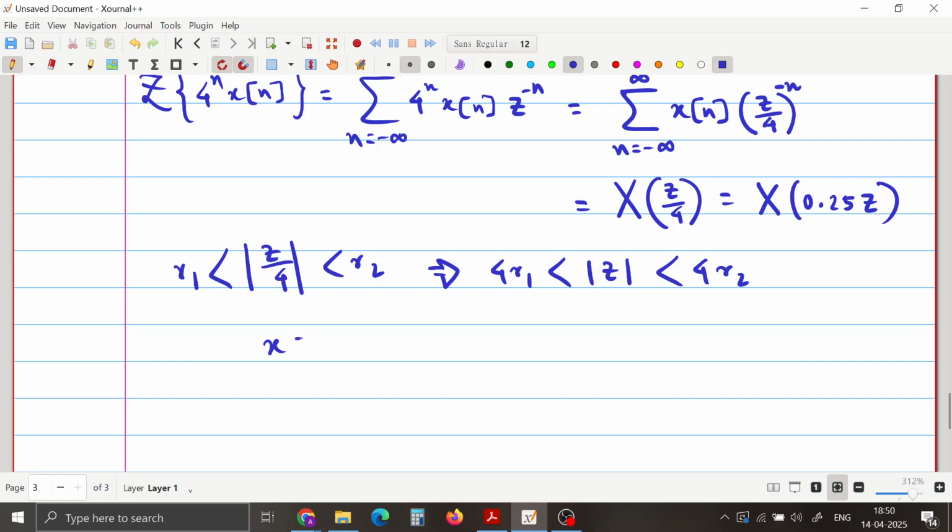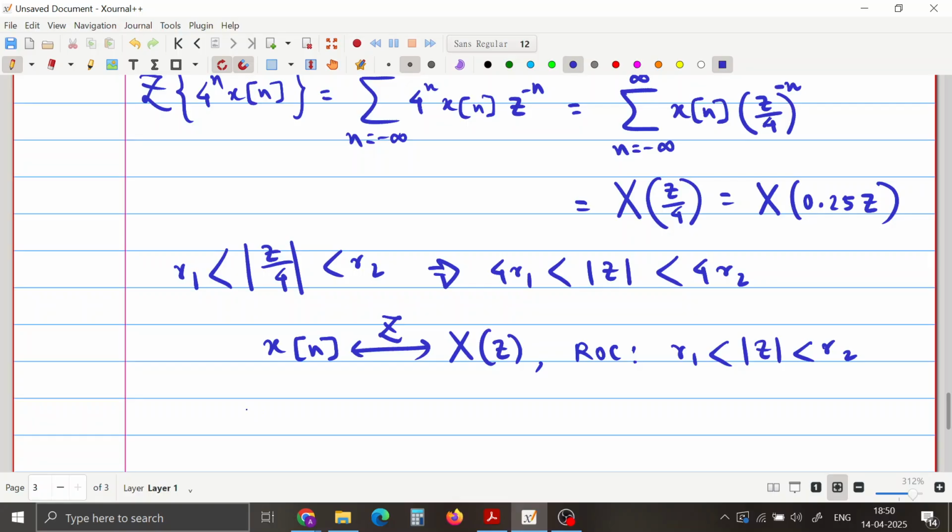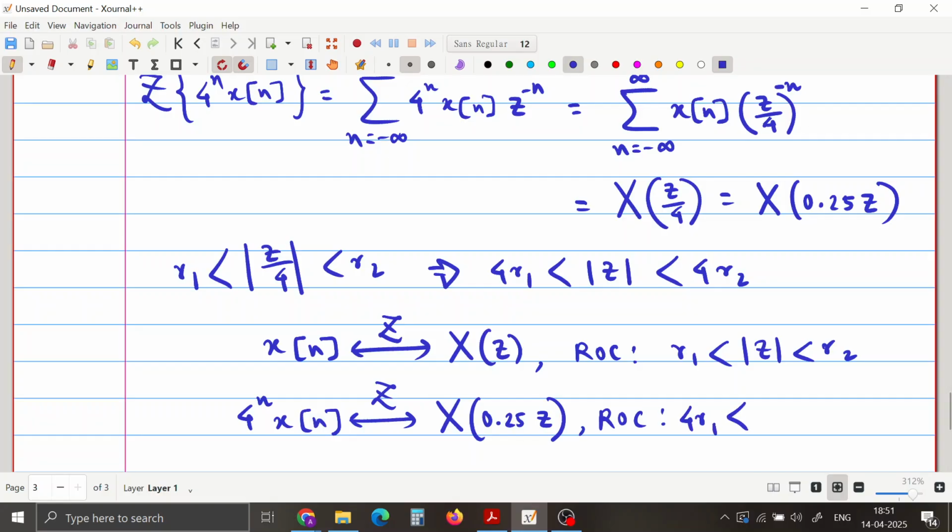So the complete picture is that x of n has a z transform X of z with ROC bounded between R1 and R2, then 4 to the power n into x of n will have the z transform X of 0.25 into z, and the ROC will be bounded between 4R1 and 4R2.